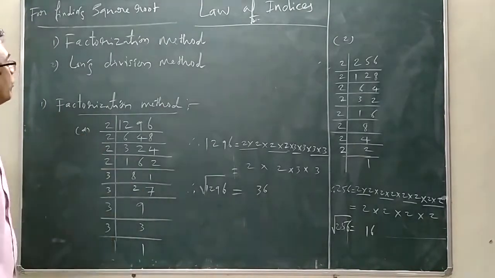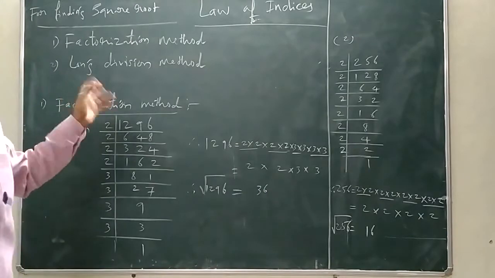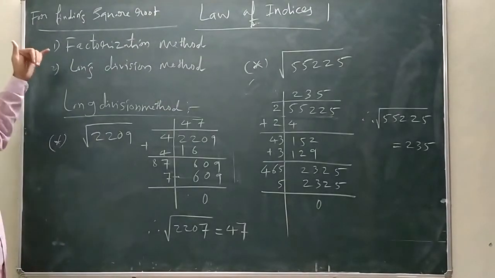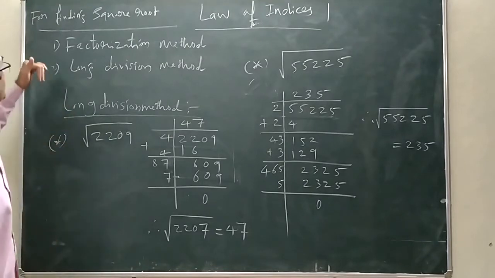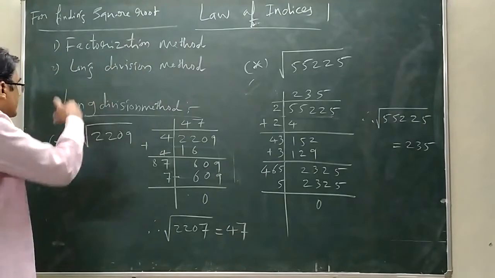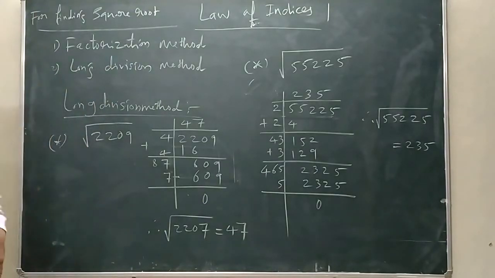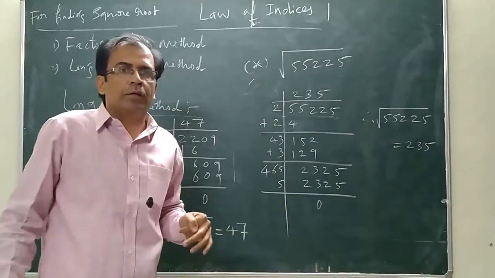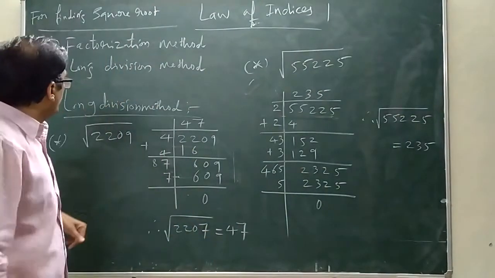And next we have to move on to the long division method. So last time we explained finding the square root, which has two methods. In that we explained the factorization method. And the next step is nothing but the long division method. In this one also we are finding only the square root.